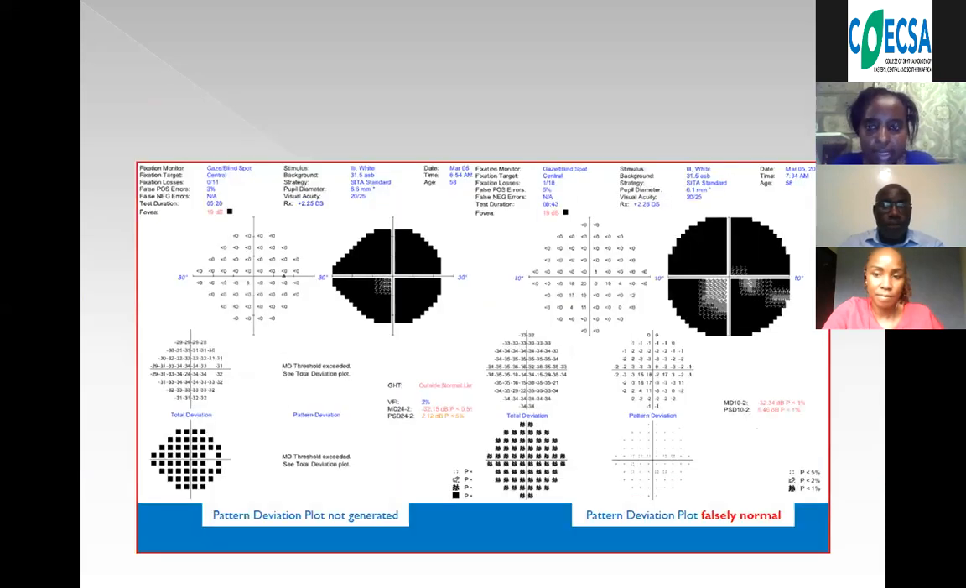This is an example of a case whereby a pattern deviation plot is not generated when the field is advanced, with a mean deviation of minus 32.15, and the pattern could not be plotted. But when the patient did a 10-2, it was plotted, but there were no defects. So it's a case where it looks as if the pattern deviation is better, but this can happen in advanced disease, where you would rely on the total deviation, as well as the grayscale, rather than the pattern deviation.